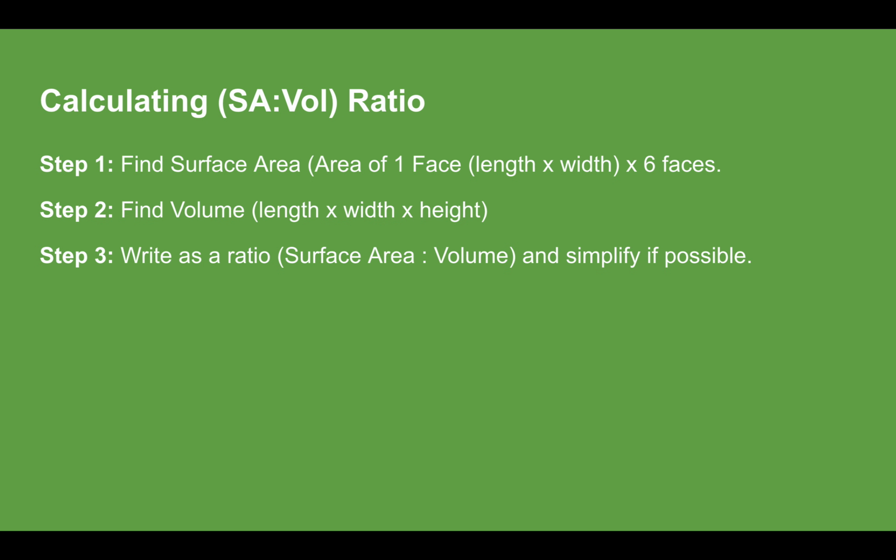So here are the steps to calculate surface area to volume ratio. Step 1 is to find the surface area, and you can do this by area of one face, in brackets length times width, times by 6 faces. Step 2 is by finding the volume, which is length multiplied by width multiplied by height. And step 3 is then writing it as a ratio in the form surface area to volume, and then simplifying it if possible. So I'm going to show some worked examples now.